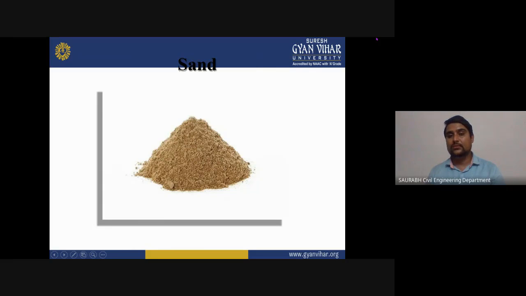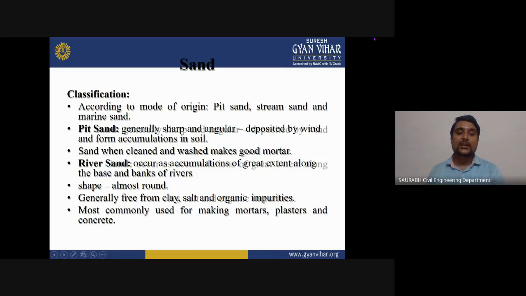Everyone knows about natural sand, and it is very useful in the preparation of concrete, and it is also very useful in the preparation of cement mortar. Now there is also a classification of sand according to the mode of origin: pit sand, stream sand, and marine sand. What is pit sand? Pit sand is generally sharp and angular, and it is deposited by the wind in the form of accumulation in the soil. When cleaned and washed, it makes good mortar. When we use pit sand, it also gives good quality mortar.